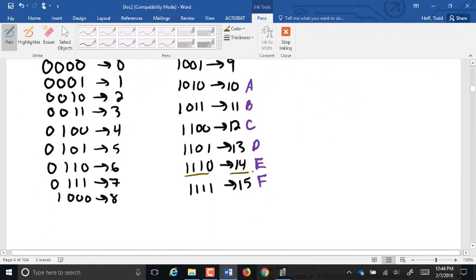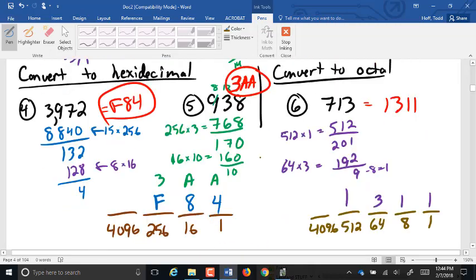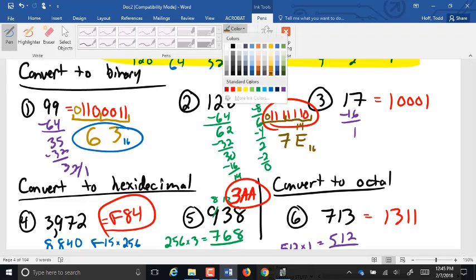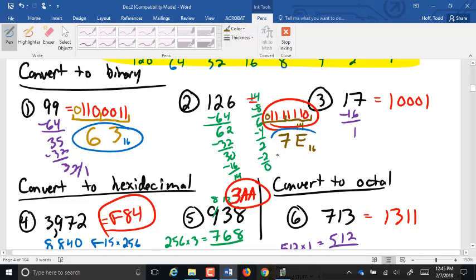1110 is 14, which is the digit E. Now I can put the 0 in front of it. 0111 is 7, right? So 7E in hexadecimal is equivalent to 1111110 binary.